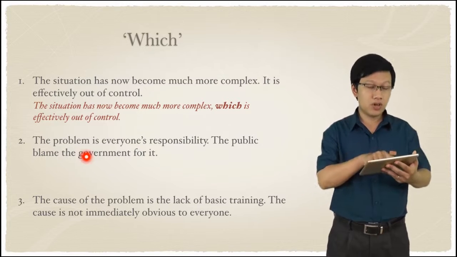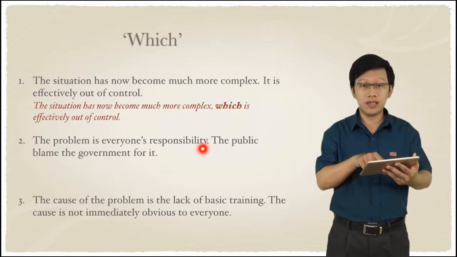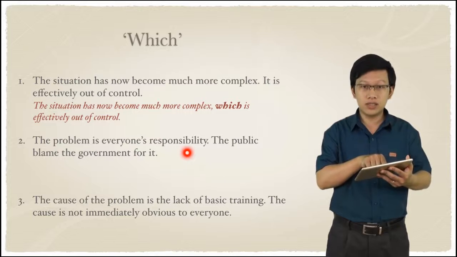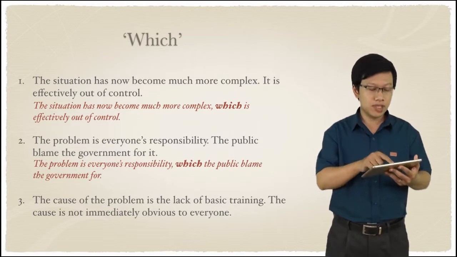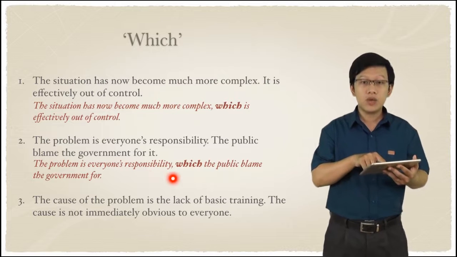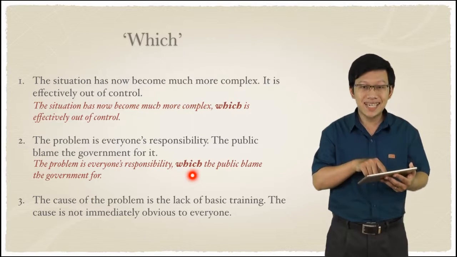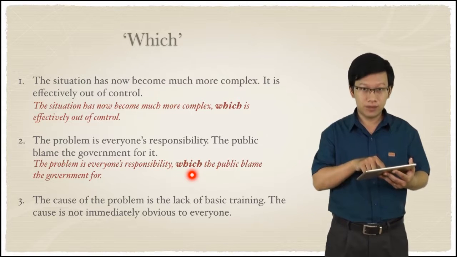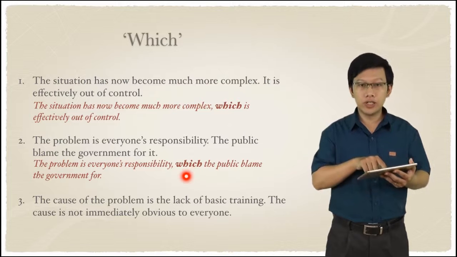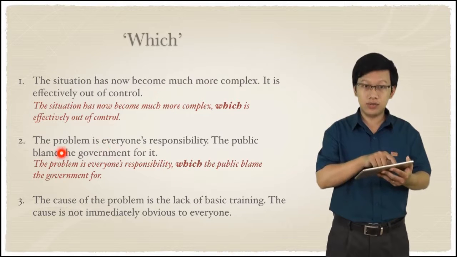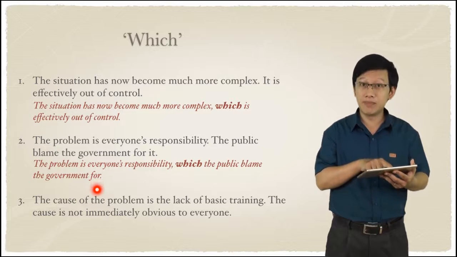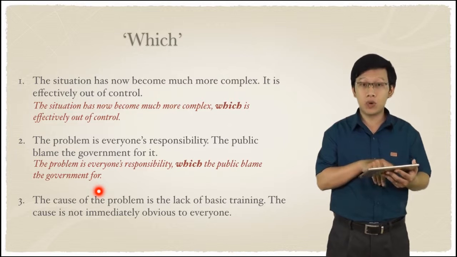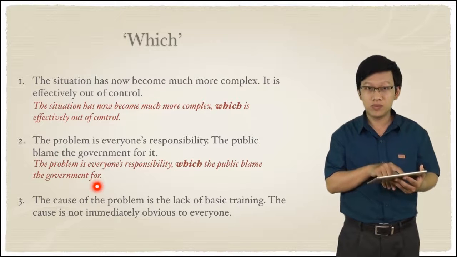Number two: the problem is everyone's responsibility. The public blame the government for it. How do you connect? It's gonna be something like: the problem is everyone's responsibility, which the public blame the government for. So which here refers to the whole clause, right? And one more thing, when you have a preposition, remember to keep the preposition. It's important to keep the preposition: which the public blame the government for.